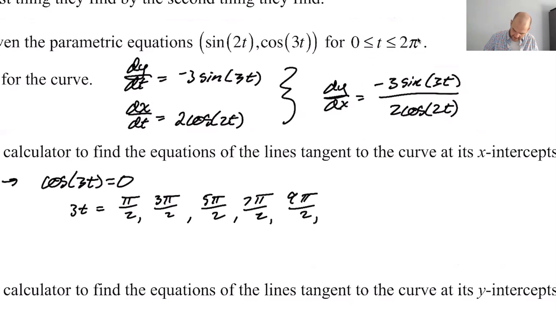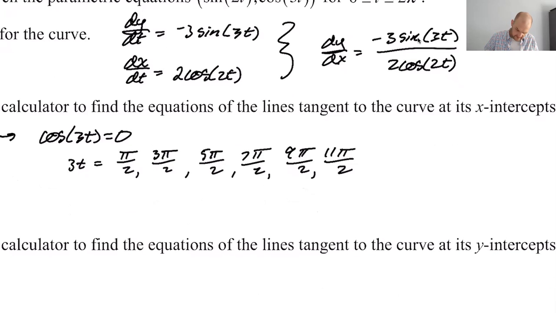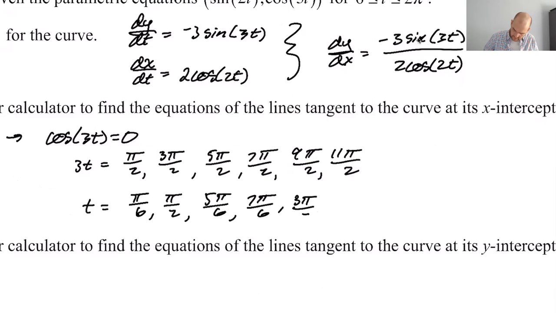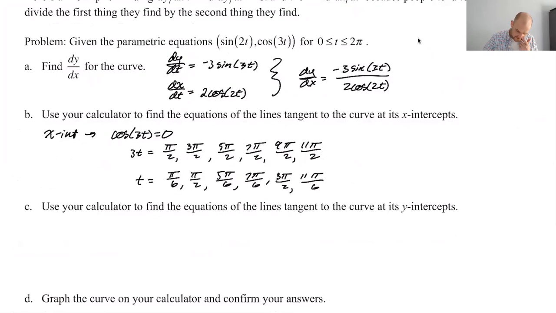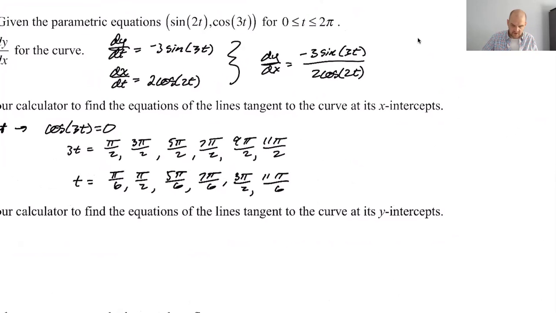There's a ton. Oh my God. 9, 11. So 12 pi over 2 would be 6 pi. So now it's all the over 6s. Pi over 2, 5 pi over 6, 7 pi over 6, 9 pi over 6. Oh, 9 pi over 6 is 3 pi over 2. And then 11 pi over 6. I believe that to be the collection of t values. And then the equation, we want the equation.